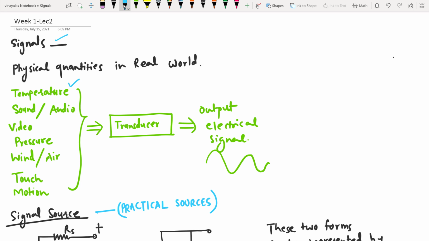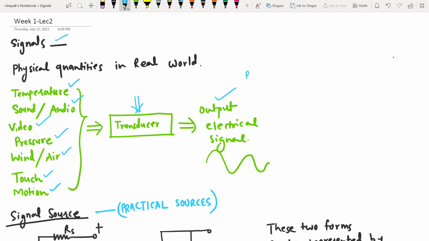We have temperature, sound or audio, video, pressure, air, touch, motion, etc. So there are many physical quantities that exist in the world, and usually what we need is a device called a transducer that converts these physical quantities into a valuable output, an electrical signal. So that's the function of a transducer.